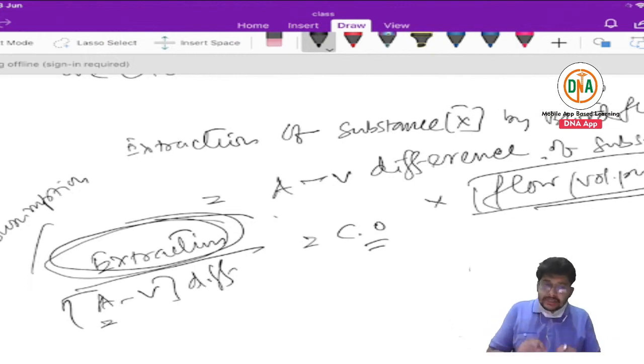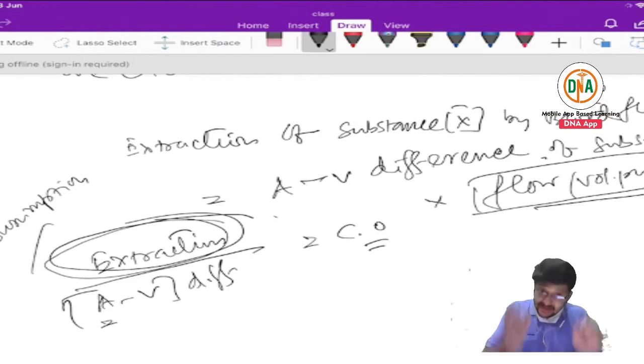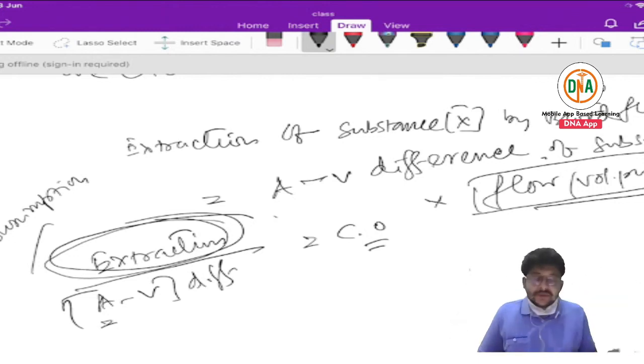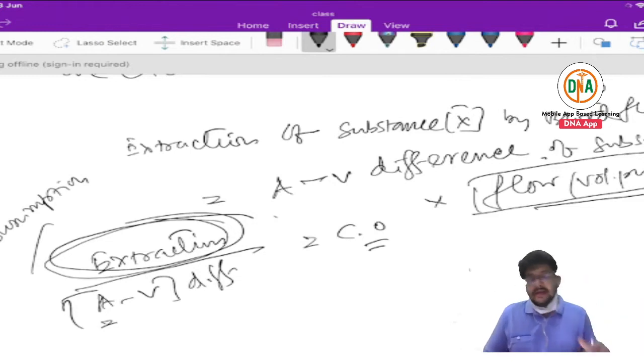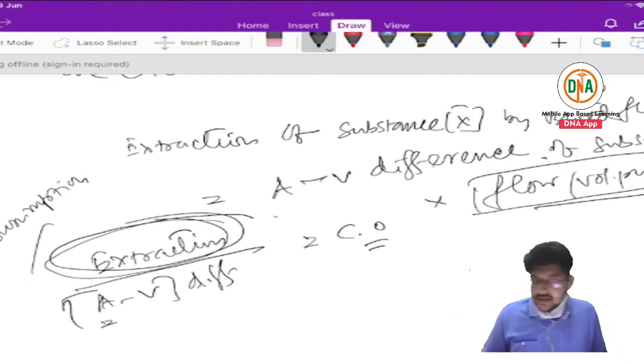Remember, this Fick's law is different from the Fick's law of diffusion that we read somewhere else, which reads like: diffusion is proportional to the difference in concentration, multiplied by the area and divided by the thickness. That is a different thing, and this Fick's law gives us the cardiac output.